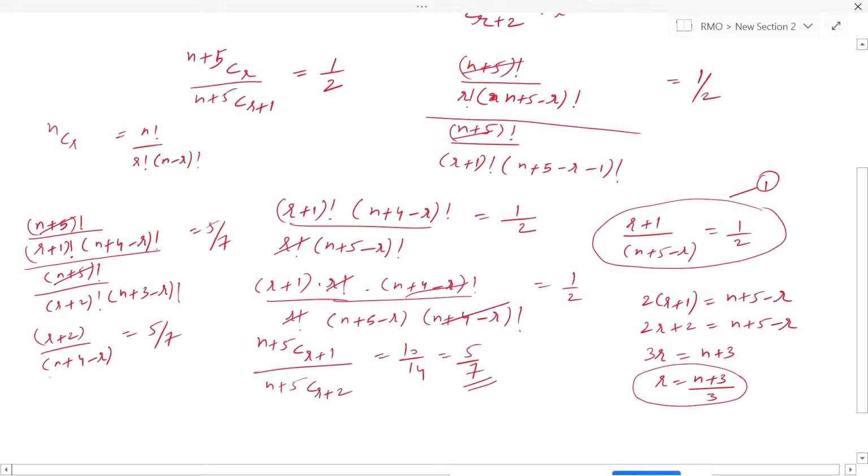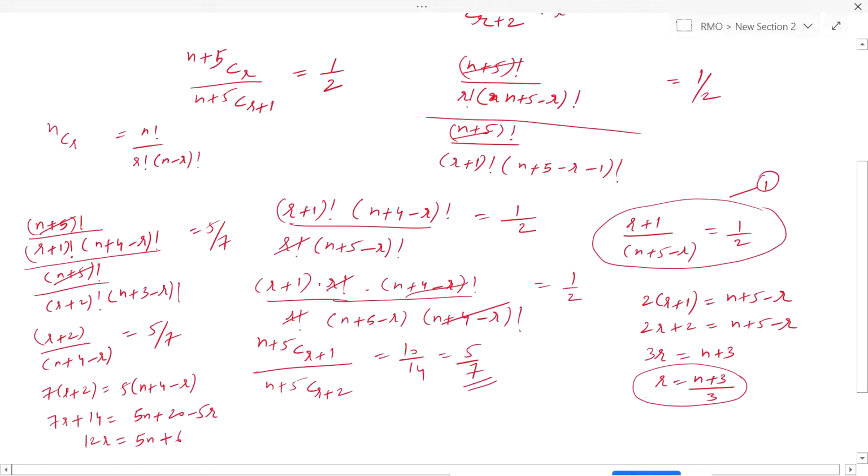Got this much, or should I write the steps? Yes, I got it. Okay, so it's 7 into r plus 2 is equal to 5 into n plus 4 minus r. Solve it further. What are you getting? 12r is equal to 7n plus 18. Perfect. No, I am getting 5n and 20 minus 4 is 6. 12r equal to 5n plus 6.